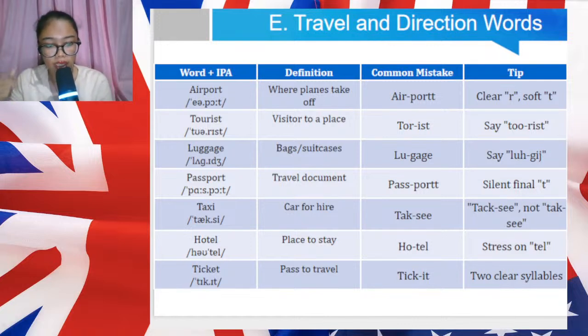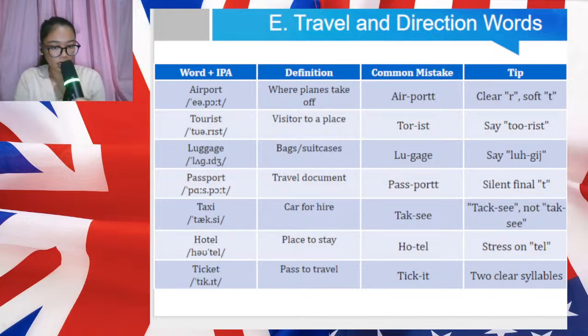syllables. So the final T is usually a soft stop, which is similar to the T in airport, if you remember the first word that we discussed. But because it's at the end of the word, it might be slightly more noticeable than the one in airport. So yes, that's how we pronounce this word.